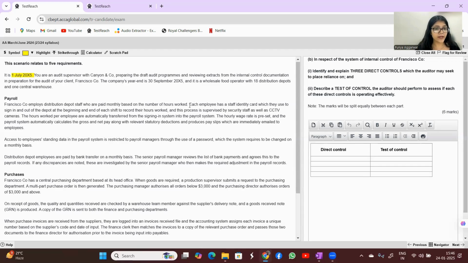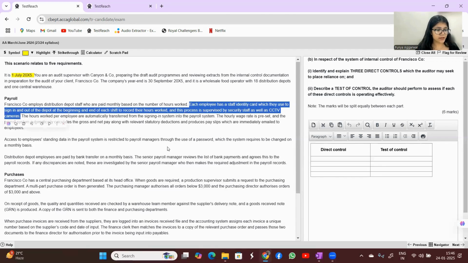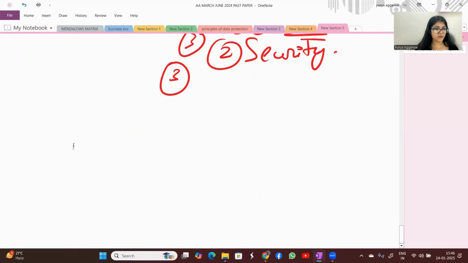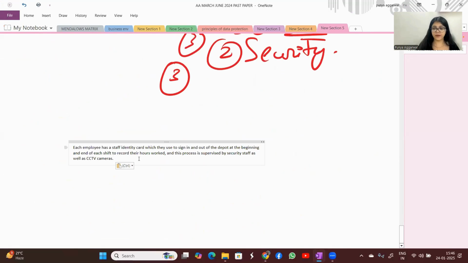Wait, let me copy paste the statement if it allows me, into OneNote. Does it? Okay, yeah. I have this statement with me. Wait a minute.